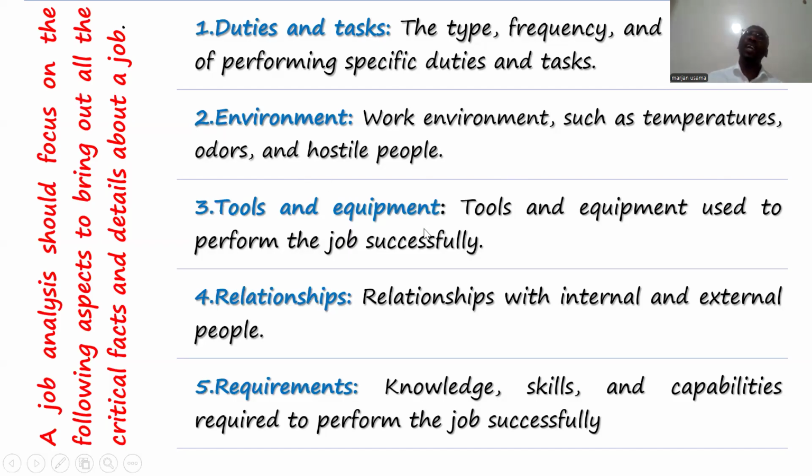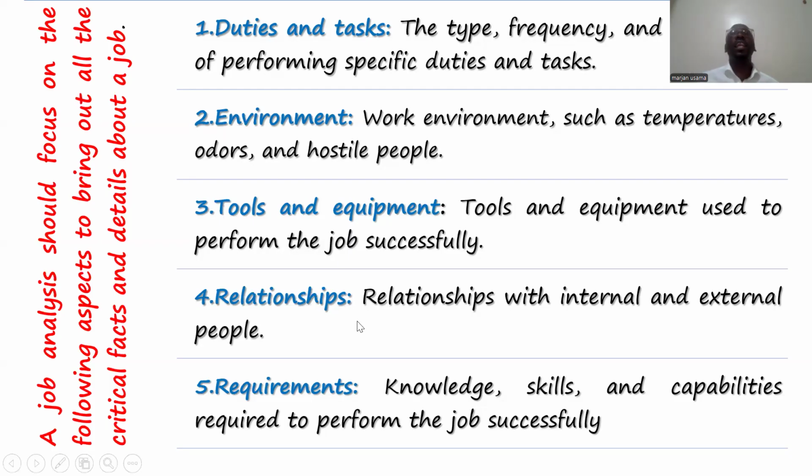Tools and equipment. If you're working in the organization, what do you need to do your work? Because these are the tools. If you don't have these tools, you cannot work. For example, a farmer. When a farmer goes to the farm, he needs some tools so that he can do his or her work efficiently and effectively.